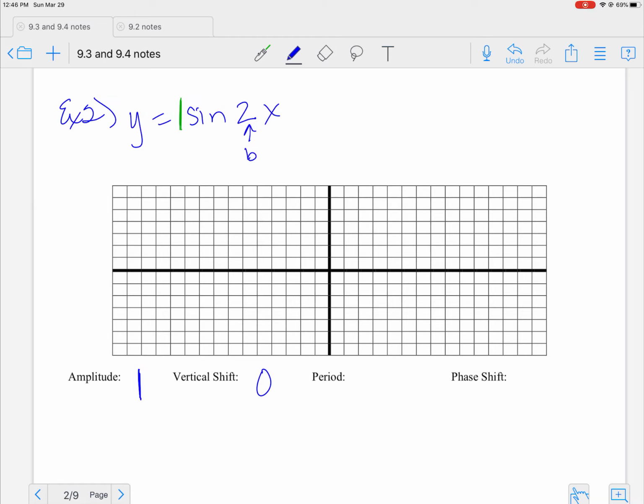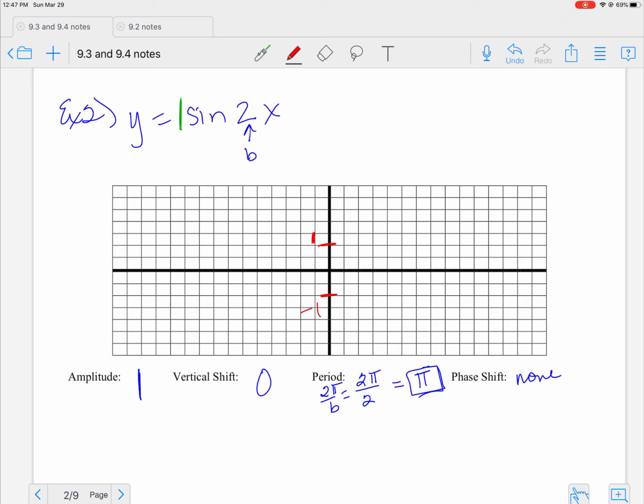Good. Am I vertically shifting anywhere? Nope. What is my period? This is where we've got it, right? So here is this inside B value that we're looking for. So my period is going to be that 2 pi divided by that value. Now my period is pi. Because this is just that 2 pi divided by B, right? That's how you get your period. That's how I do that horizontal stretching and shrinking, and that's how it affects my period. Okay. And then do I have any phase shift? No. Because I'm not adding and subtracting anything to the inside there.